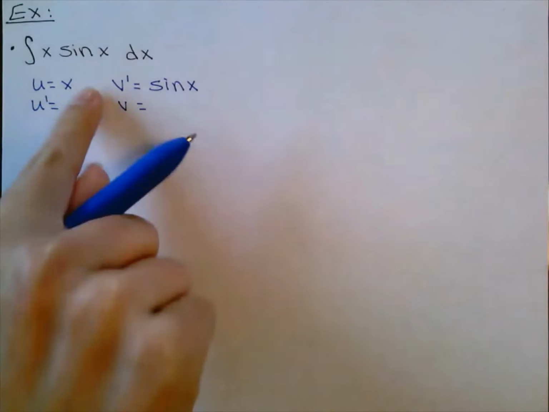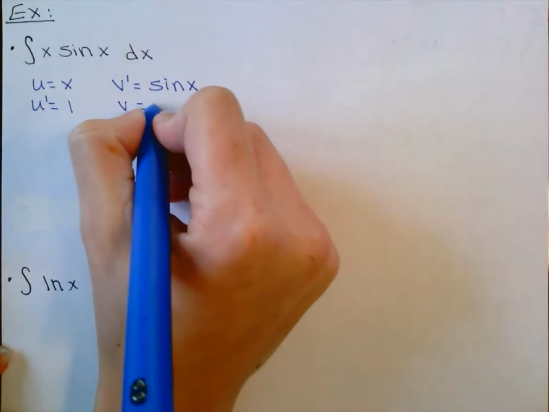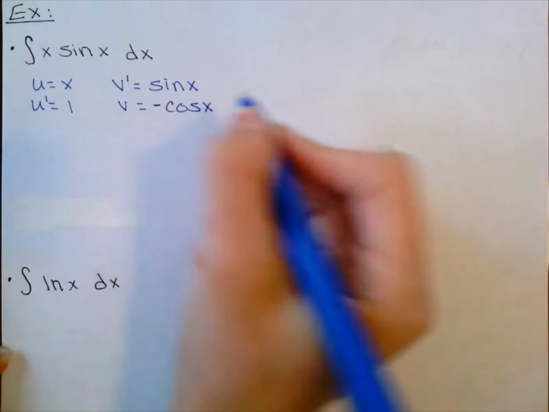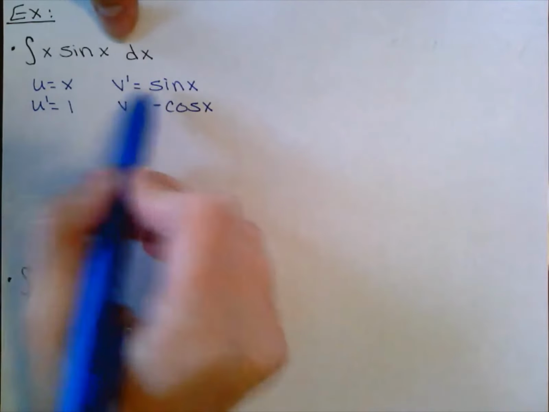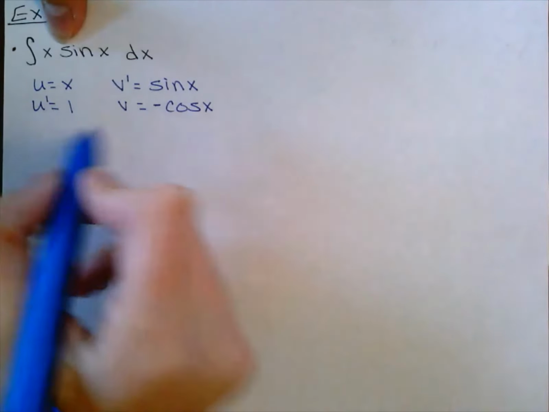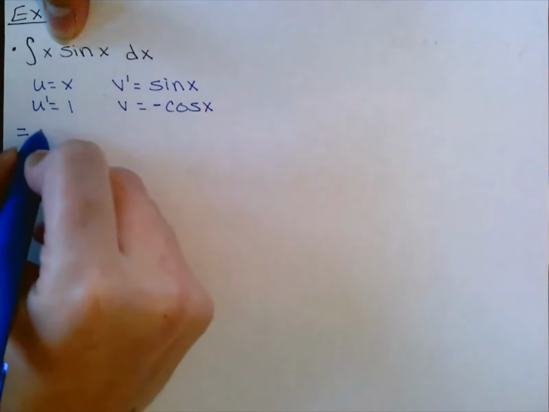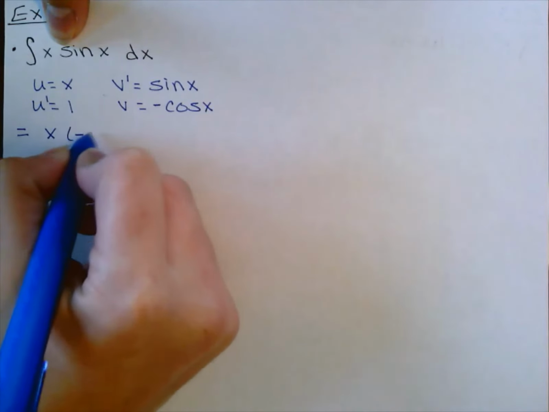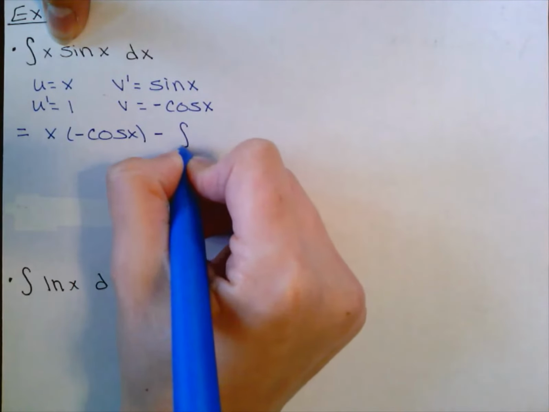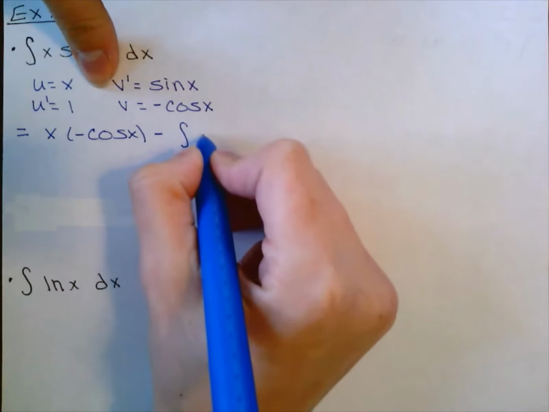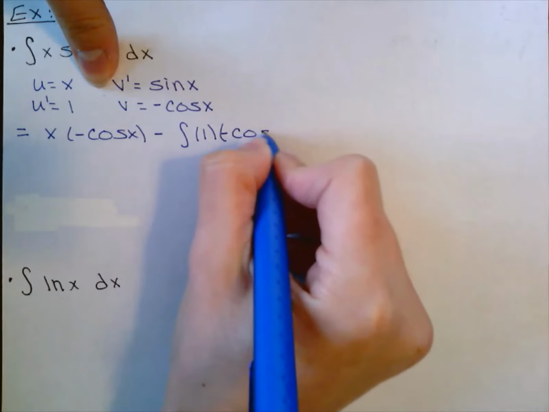Okay, the next step is to solve the next row. The derivative of x is 1. The antiderivative of sine is a negative cosine. Okay, if I follow my backwards z, our little trick here, the first part, the multiplication of sine and x, should be your question. Then equals the diagonal of my z, x times a negative cosine of x, and then minus the integral of the next two being multiplied, 1 times a negative cosine of x.